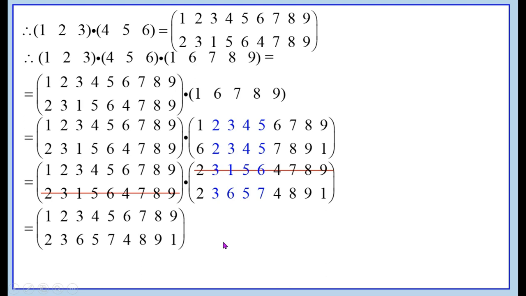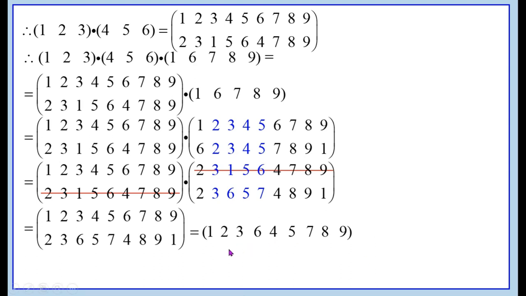Excellent. There is no identity permutation here, and hence that is equal to (1 2 3 6 4 5 7 8 9): 1 goes to 2, 2 goes to 3, 3 goes to 6, 6 goes to 4, 4 goes to 5, 5 goes to 7, 7 goes to 8, 8 goes to 9, 9 goes to 1. And hence it's only one cycle.